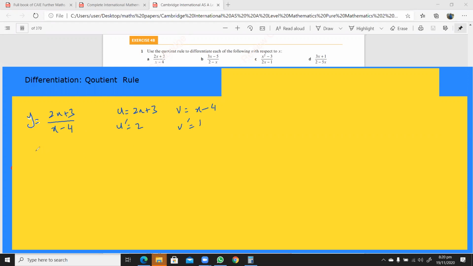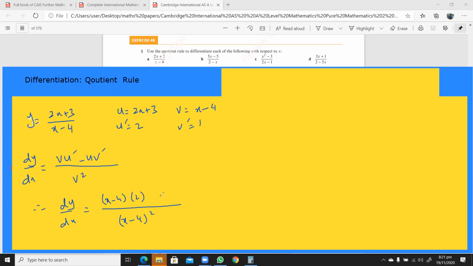So it is good to write this formula again and again. If you have y as u over v, this is v squared in the denominator and vu dash minus uv dash. Therefore, your dy by dx is going to be, with v square being (x minus 4) whole square, and then you have v, which is x minus 4, times the u dash, which is 2, minus u v dash. u is 2x plus 3 and your v dash is 1.